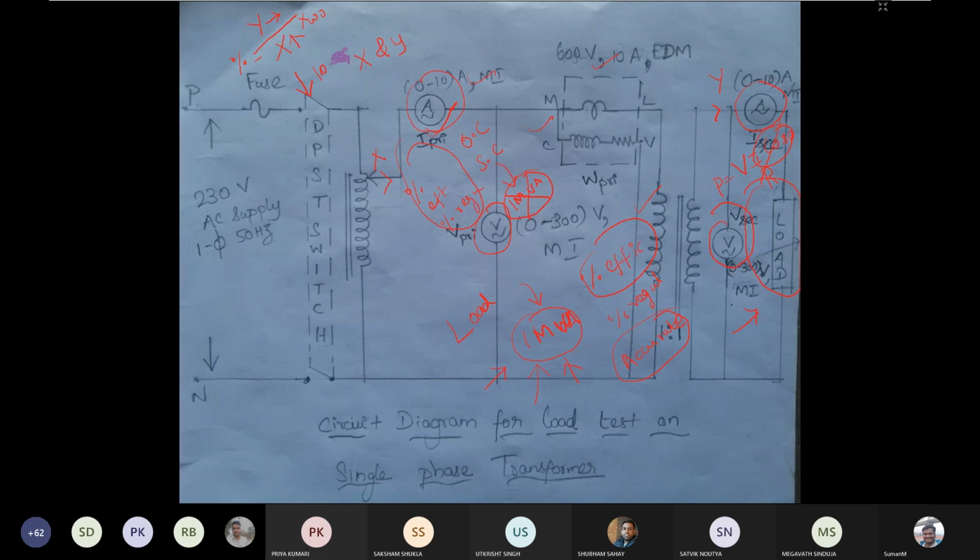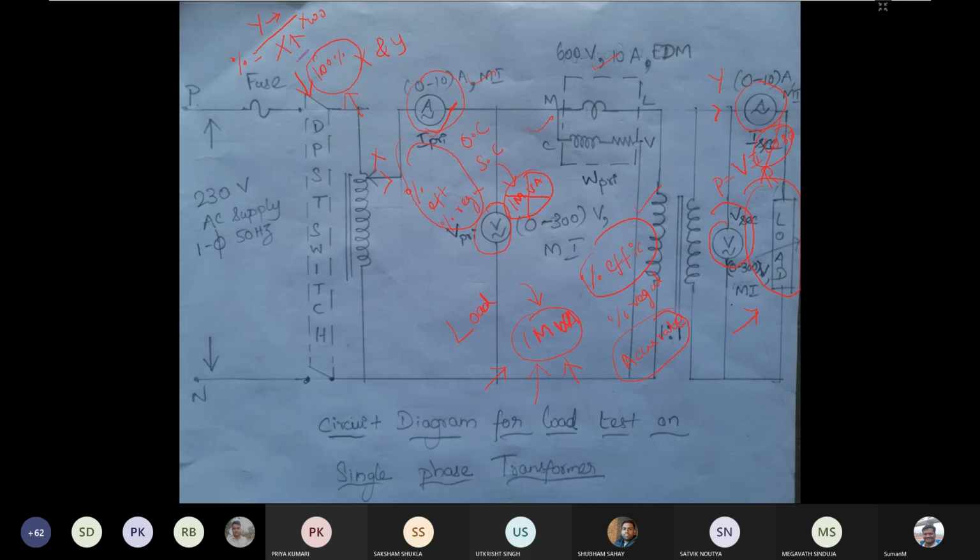If you say that you got an efficiency of more than 100 percent, then it is very easy to say that you have done something wrong. There may be some calculation mistake. The efficiency cannot go beyond 100 percent at any cost, and it cannot even reach 100 percent. So the efficiency will always be lesser.